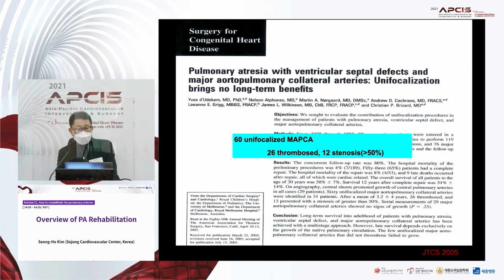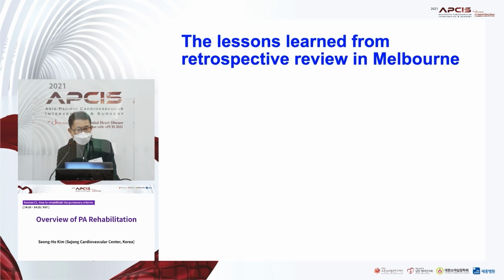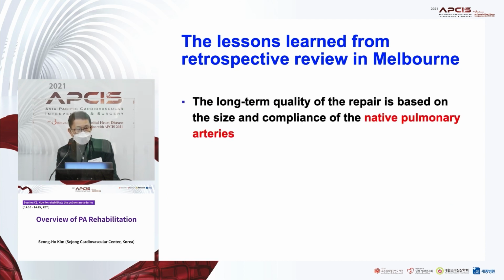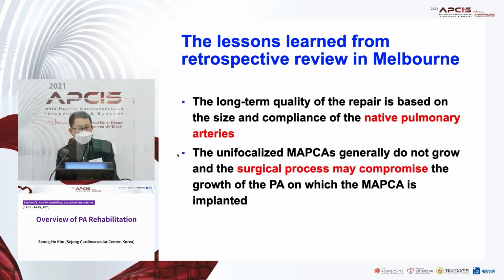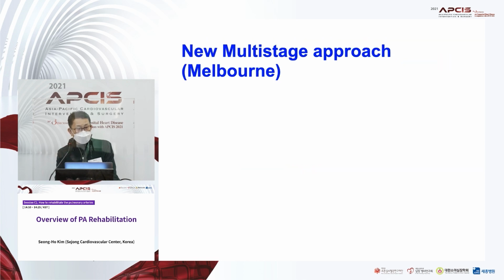This report from Melbourne, Australia, is about pulmonary atresia with MAPCAs. Among the 60 unifocalized MAPCAs, 26 thrombosed and 12 showed severe stenosis. It's a retrospective study. So afterwards, they realized the size and compliance of the native pulmonary artery is very important for the long term, and the unifocalizing procedure may compromise the growth of the pulmonary artery. So their strategy has been changed like this.